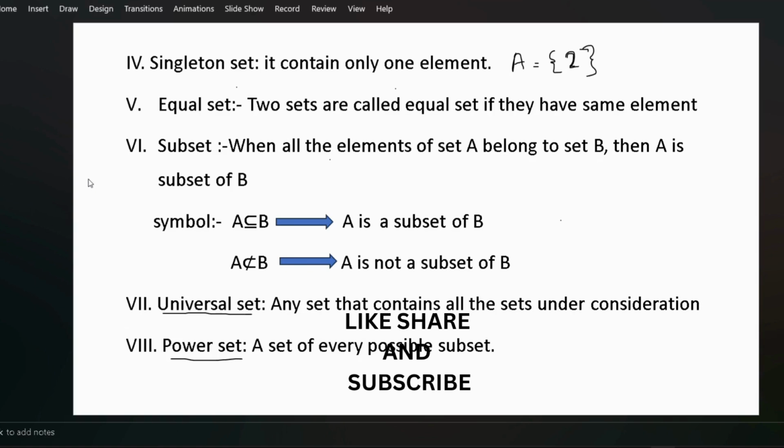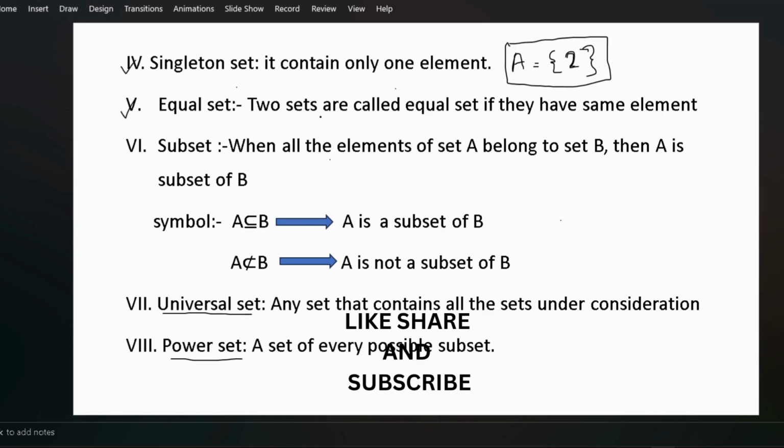Okay. Now, singleton set. What is a singleton set? It contains only one element. See here, the example: A is equal to, within the second bracket, let's say 2. Clear? So within the second bracket, only one element is present. So this is a singleton set or single set. Also called a unity set.